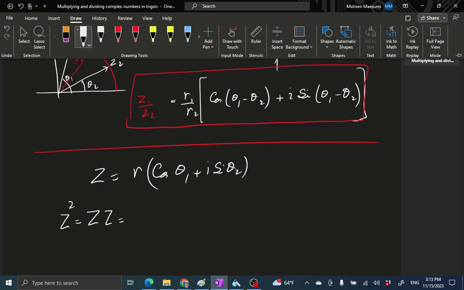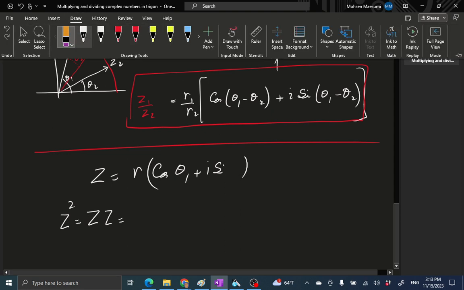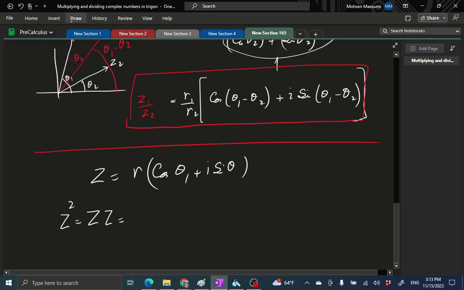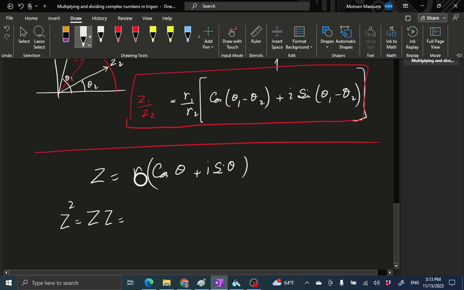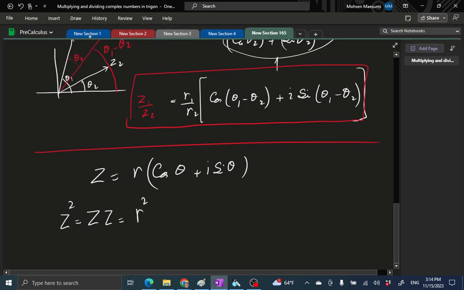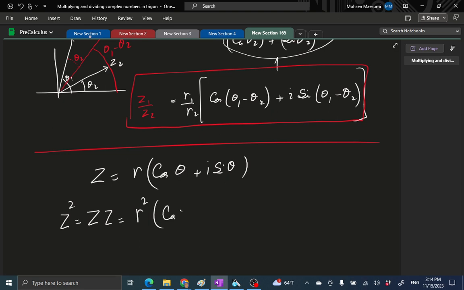I made a mistake here, let me correct. It's always the same angles. So if I have r1 and r2, I would have multiplied them. Now both of them are r, so r times r is r squared. Next, I have to add up the two angles, so theta and theta, so that's cosine of 2 theta, and this is I sine of 2 theta. Is that right? In the same fashion, z to the power of n is r to the power of n times cosine of n theta plus I sine of n theta.